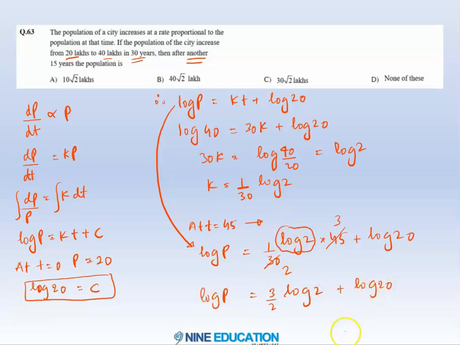So this will become log 2 power 3 by 2 into 20, again using the property log m plus log n is equal to log m into n. So we have log p is equal to log of 2 power 3 by 2 into 20, which basically means the population at that time will be 2 power 3 by 2, meaning root of 2 power 3, which is 2 root 2. So this will become 40 root 2. So 40 root 2 lakhs is the population. Option number B is right.